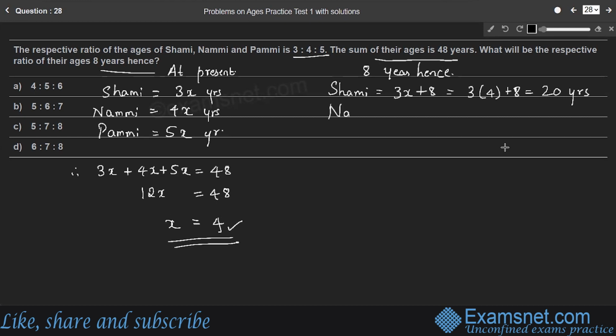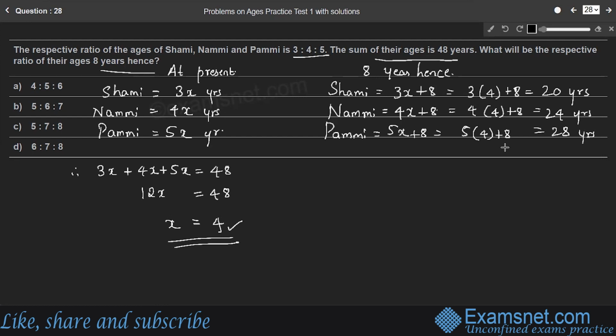Whereas Nami's age will be 4x plus 8, present age plus 8 years. So 4 into 4 plus 8. So 16 plus 8 is 24 years. Whereas Pami's age will be, after 8 years, 5x plus 8 years. Which is nothing but 5 into 4 plus 8. So Pami will be 28 years old.